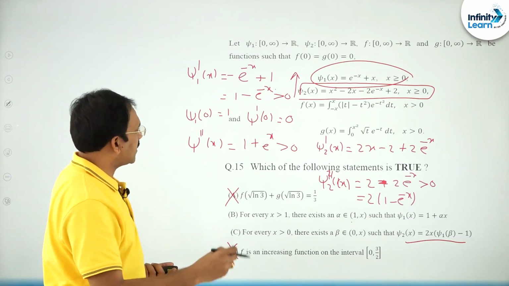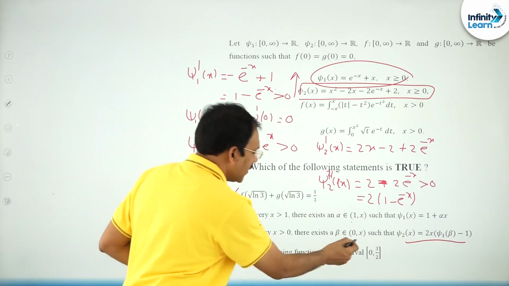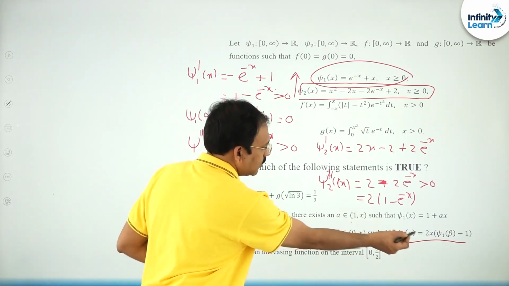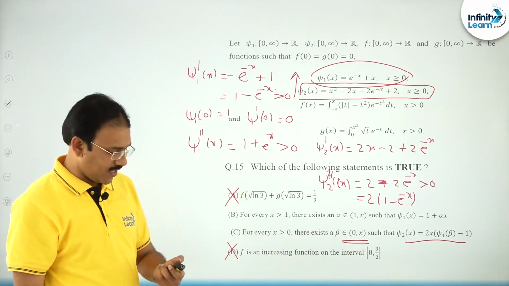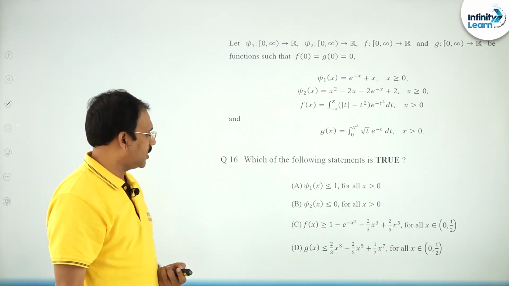So friends, I mean to say, even though both are concave upwards, the relation which satisfies this is going to be ψ2 of x is 2x into ψ1 of some number minus 1. Okay. Then next friends, same kind of question is given here.